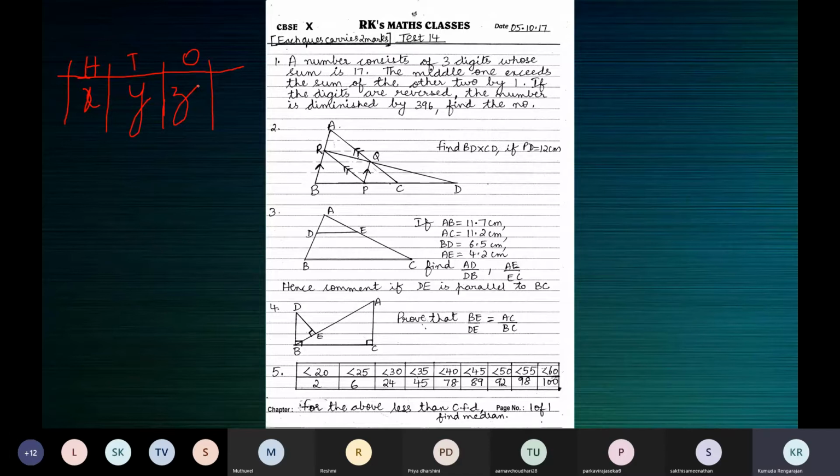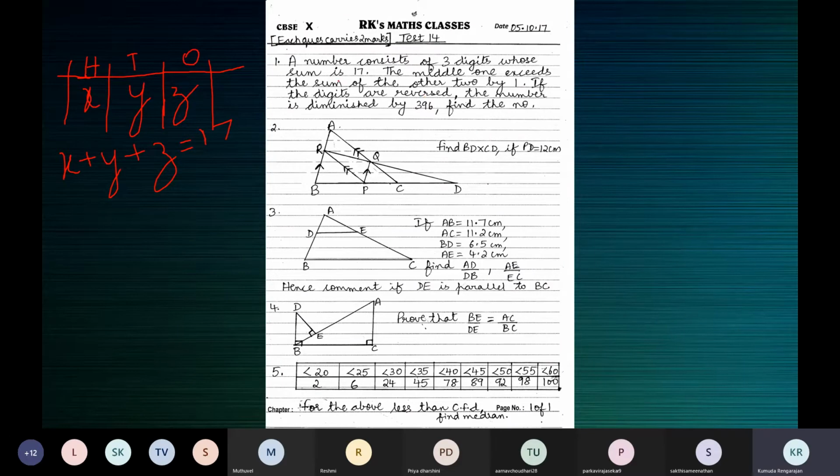What will be the first equation? A number consists of 3 digits whose sum is 17. X plus Y plus Z is equal to 17. No, it is the sum of the digits. Yes, the digits are X, Y, and Z. X plus Y plus Z is equal to 17 is one equation.